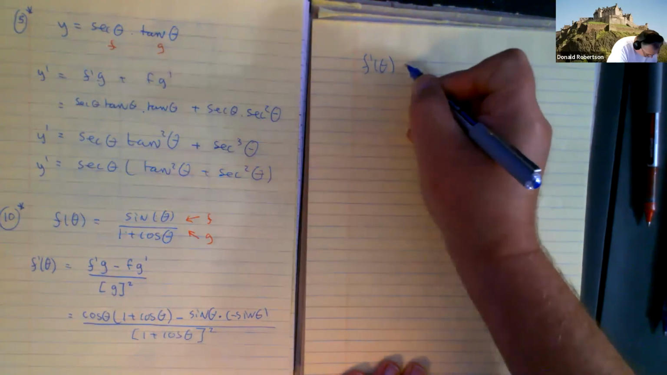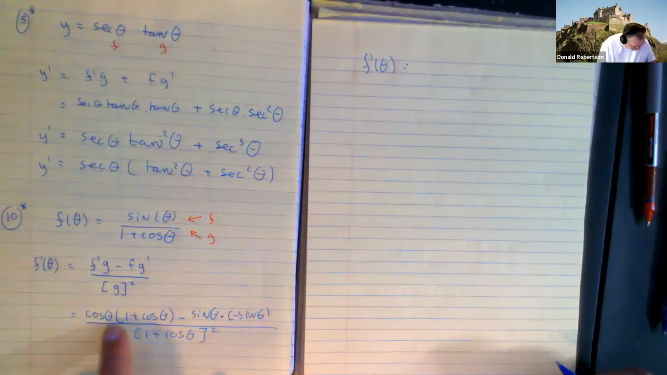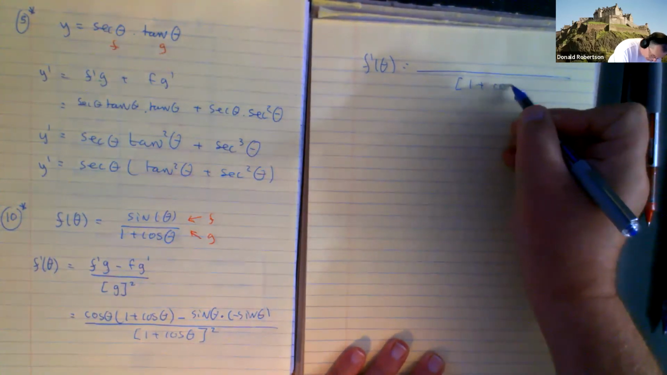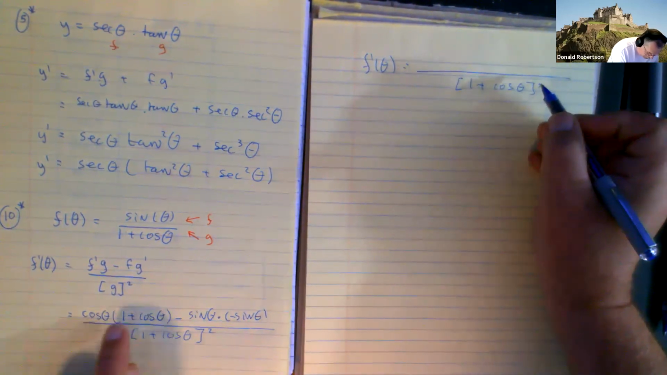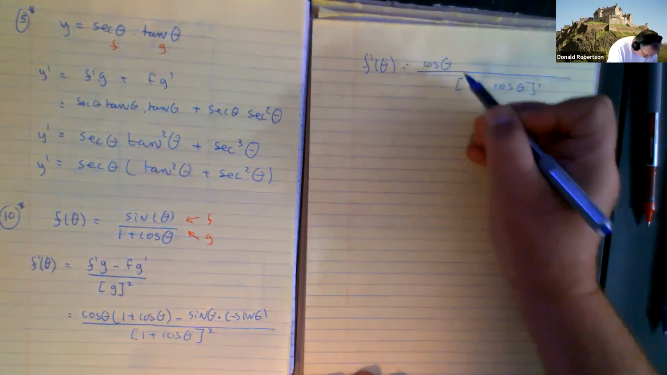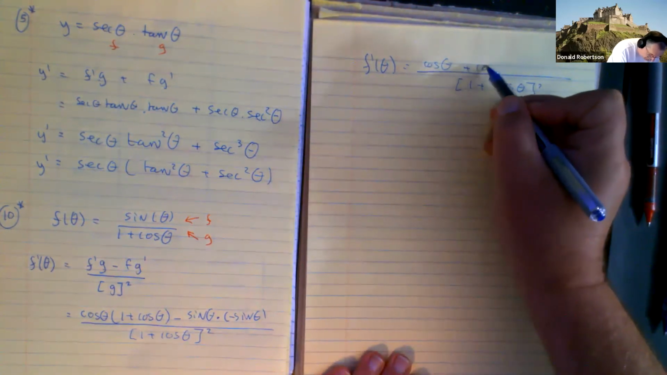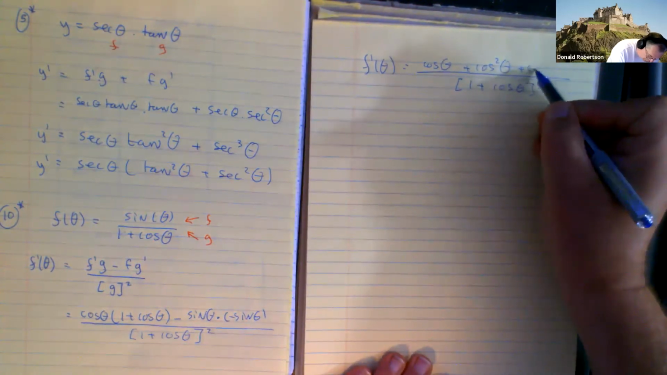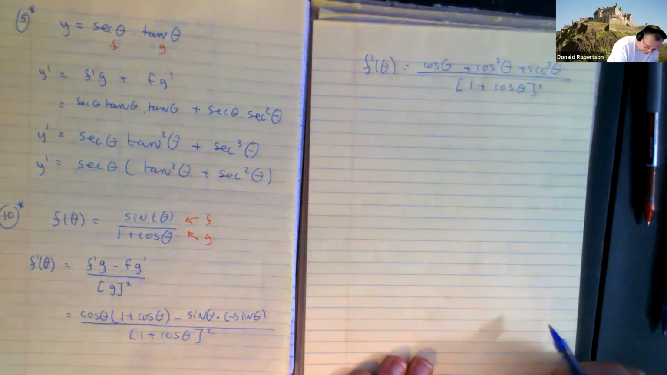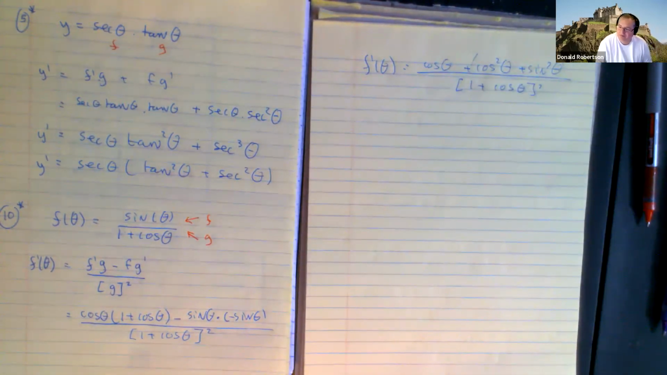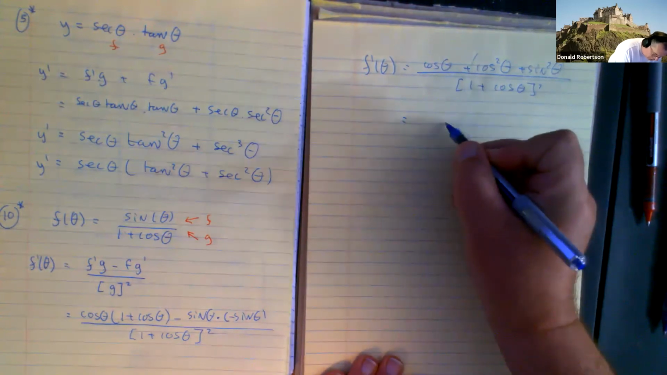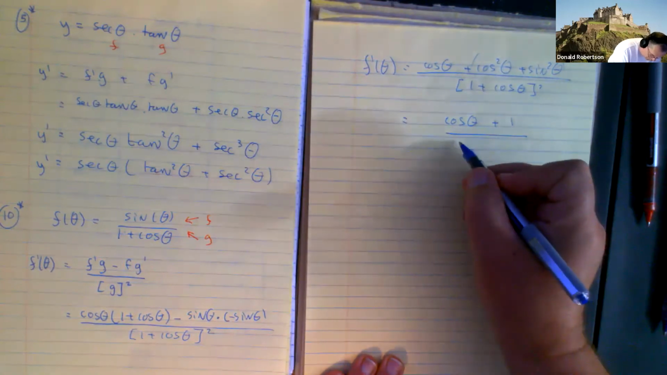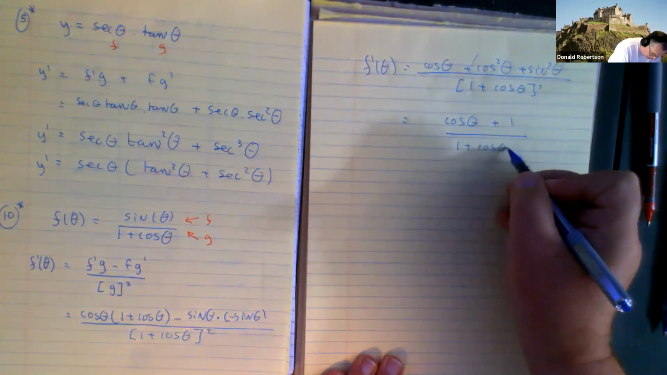Okay, differentiation has finished. I'm looking at this. I think that probably the best thing to do would be to distribute it first and then see what we have. Cosine times 1 is just cosine. Cosine times cosine is cosine squared. Negative sign times another negative sign is plus sine squared. Oh, you see a little 1 there, little identity. So what we have here is the cosine of theta plus 1 all over 1 plus the cosine of theta squared.